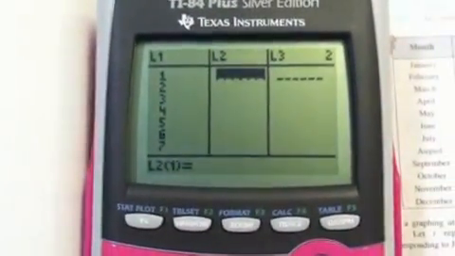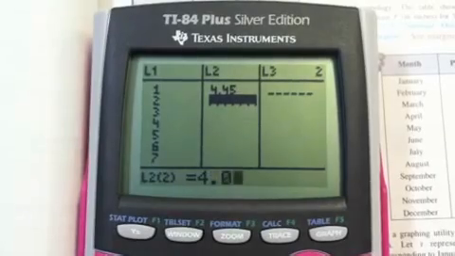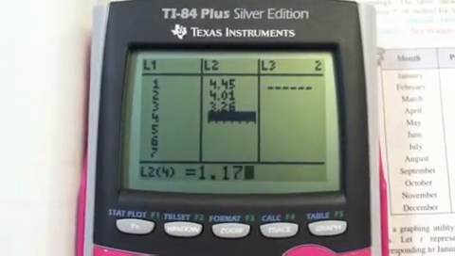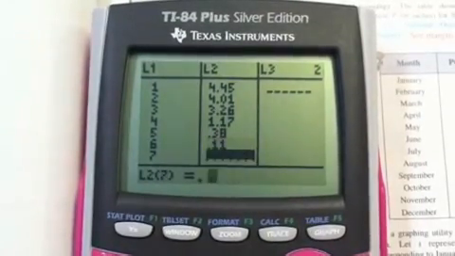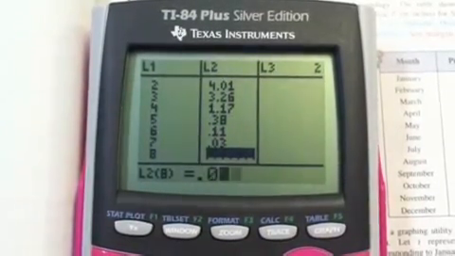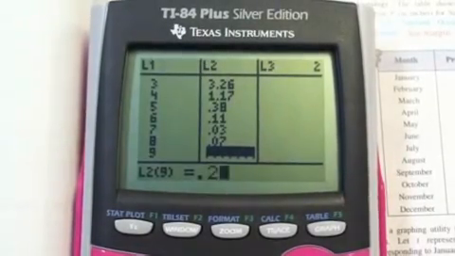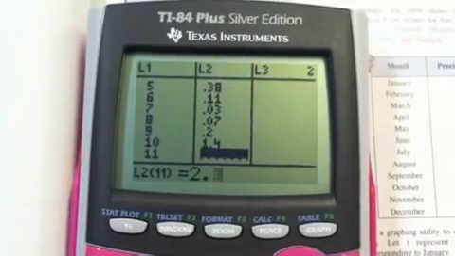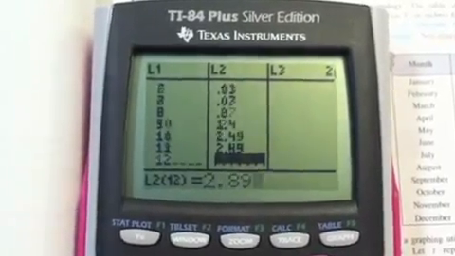Looking at this, I've got 4.45, 4.01, 3.26, 1.17, 0.38, 0.11, 0.03, 0.07, 0.2, 1.4, 2.49, 2.89. All right, that's everything.